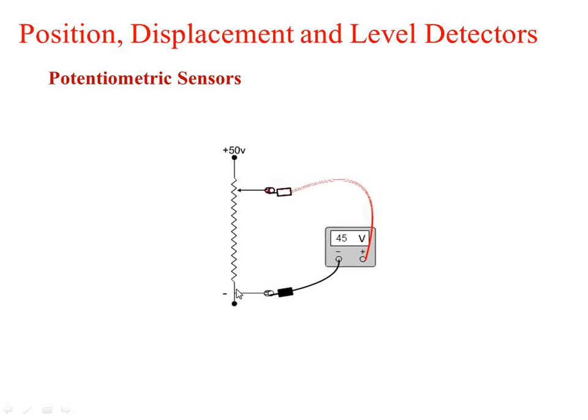This is how a linear position can be maintained. You can see that this E is constant. Now it is moving in linear steps, so the voltage is increased by 5 with each step. So this is the example of a potentiometric sensor.